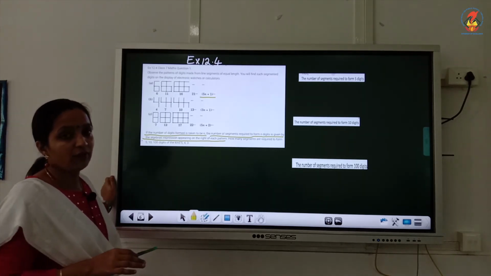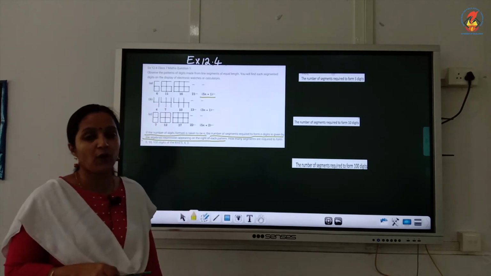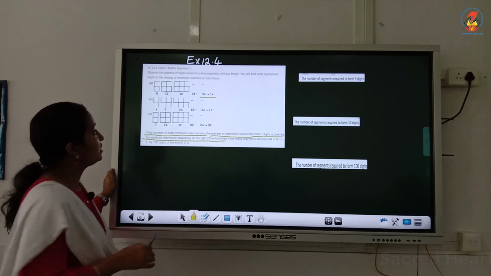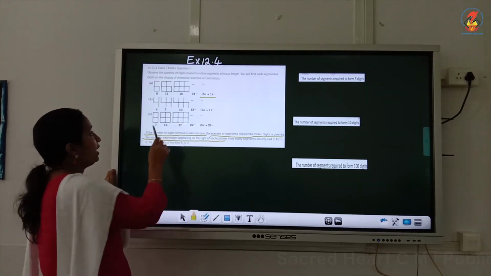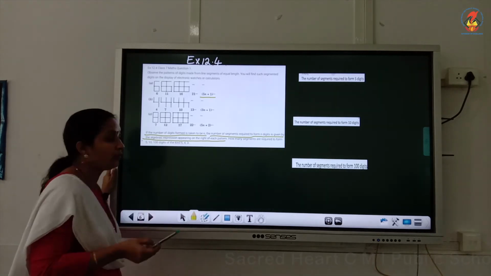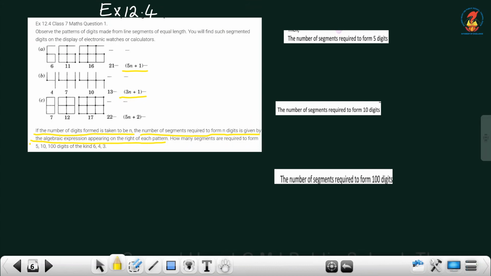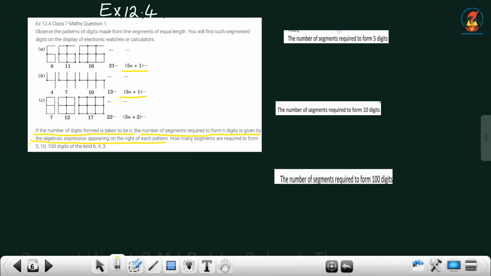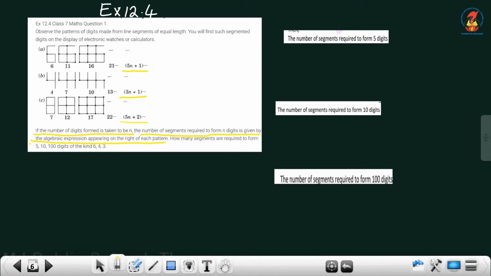What is the meaning of 5n plus 1? Number of line segments required to form n digits of this kind is 5n plus 1. In the same way, number of line segments required to form n digits of this kind is 3n plus 1. Number of line segments required to form n digits of this kind is 5n plus 2. I hope the meaning is clear.